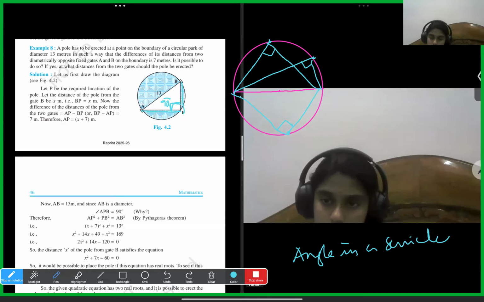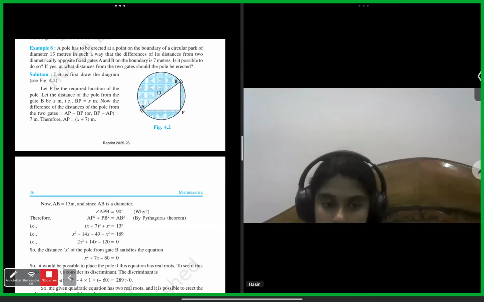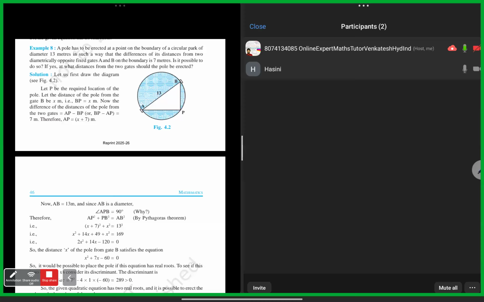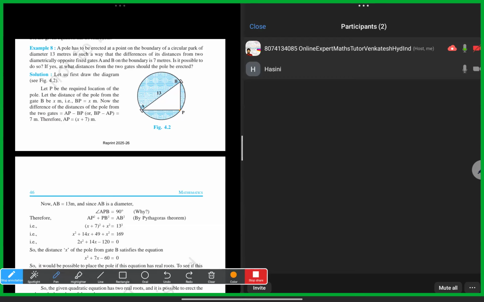Even though they didn't mention 90, how can we use this? The reason is that angle in a semicircle is 90. Now the question tells us there is a circular park like in the figure, and this is the place where the pole is erected.